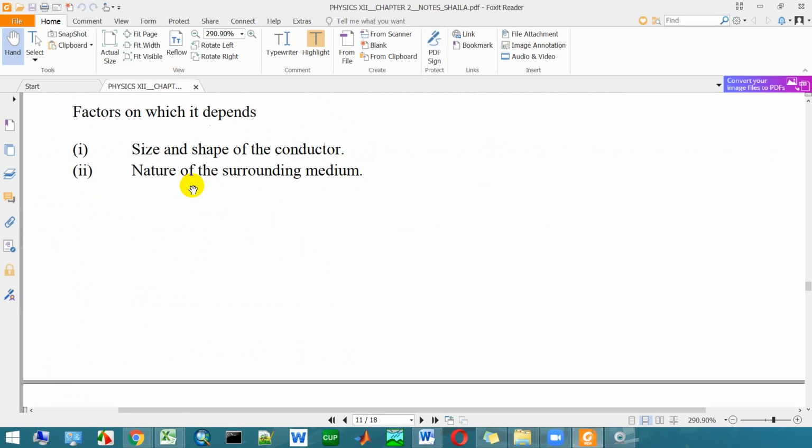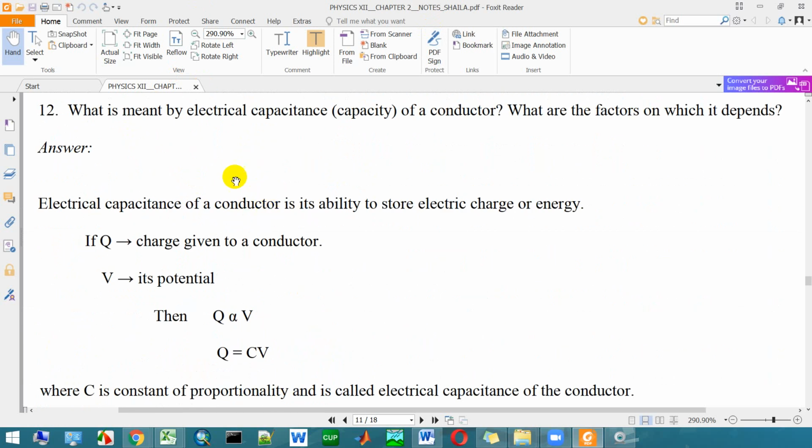Now again, I hope it is clear about capacitors. It is a capacitor. It uses the concept of electrostatics. It uses the concept of static charge.